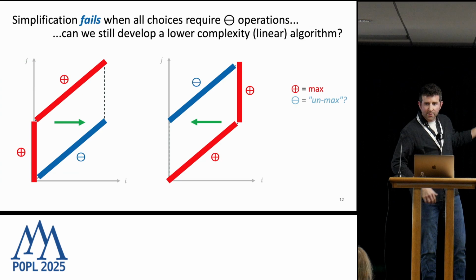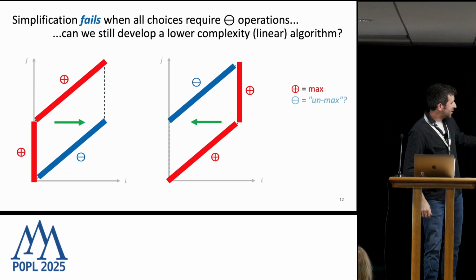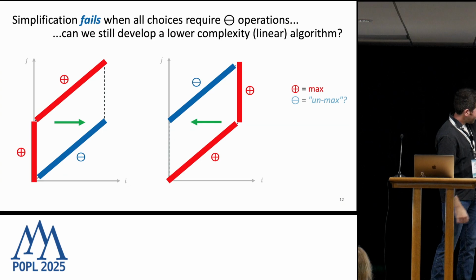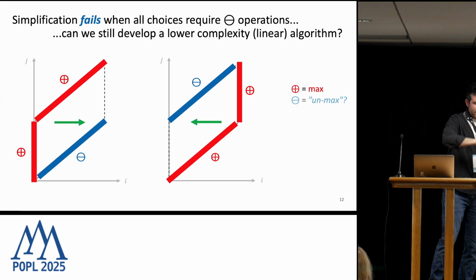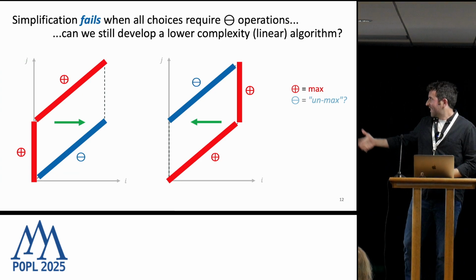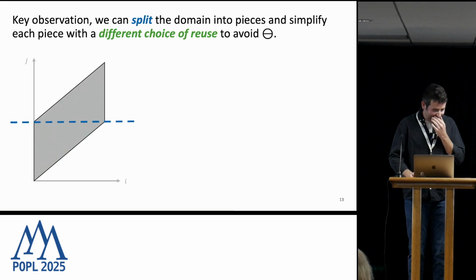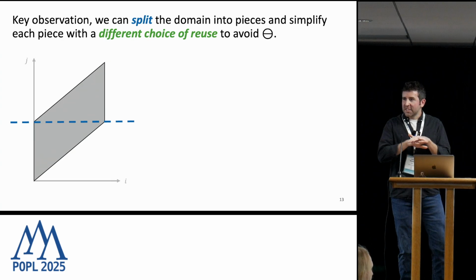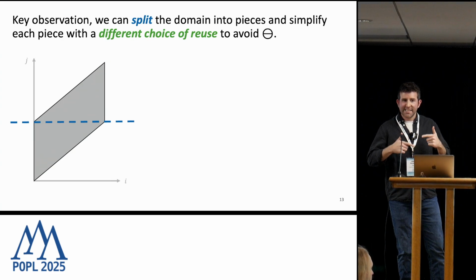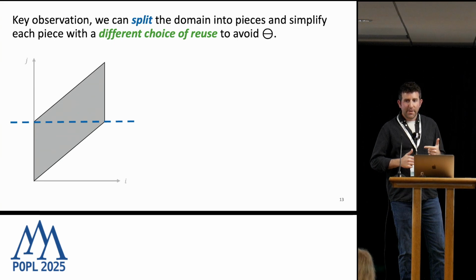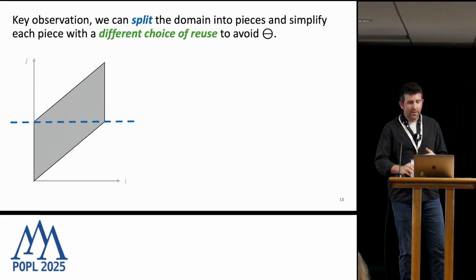So imagine we have some computation that looks like this parallelogram here, where we're accumulating points along this sliding window going up. And the question is, can we still develop a lower complexity, linear time algorithm here? And of course we can. That's why I'm here. So the key observation is that we can split this into two pieces and simplify each piece independently, because these operations are commutative.